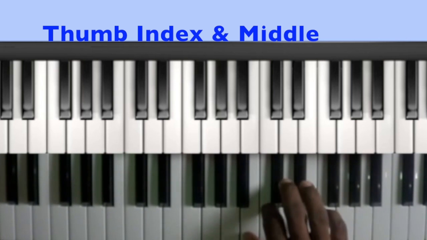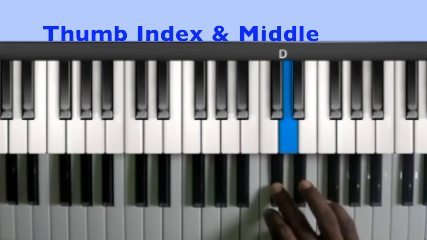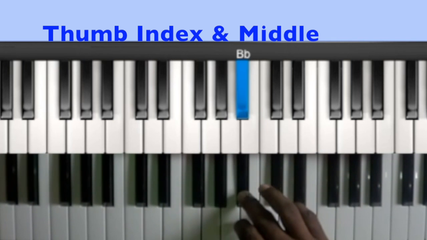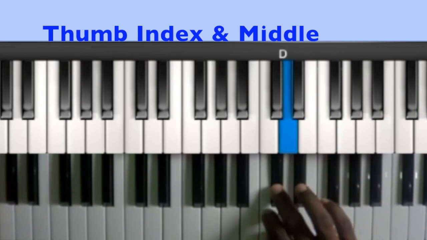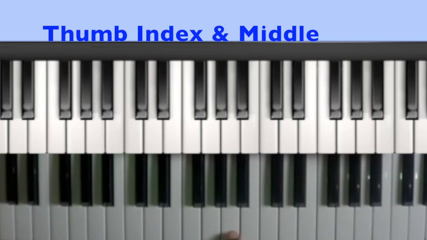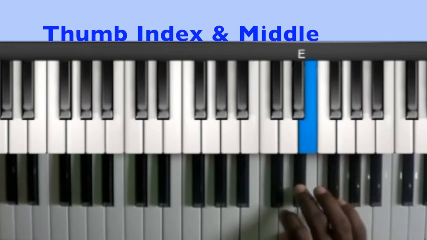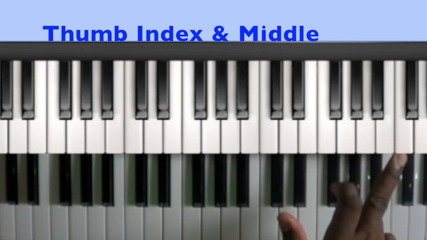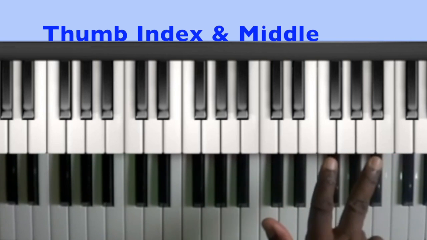I can start on B. That's me starting on B. I can start on B flat, right? I can start on the A. So the question is, what's the actual fingering rule? The 3 fingers we'll be using are the thumb, the index, and the middle. Those are the three fingers.